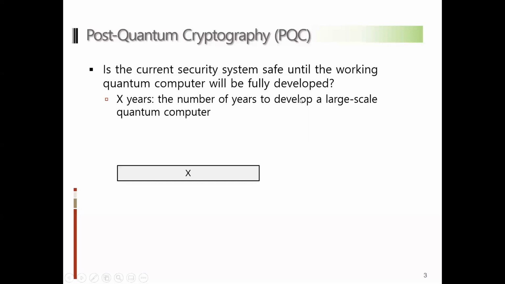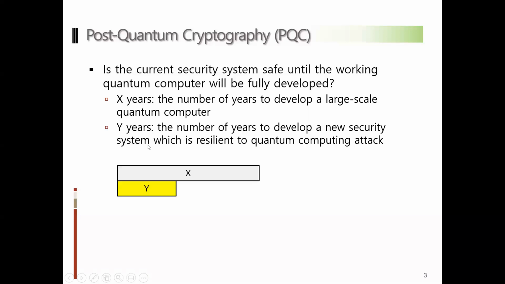So here, let's say I take the conservative number, and say that it might take 30 years to fully develop a large-scale quantum computer. So you might think that we have on the order of 30 years until the quantum computer becomes threatening. So if we just start to develop some kind of new cryptography system, then we might be safe enough.